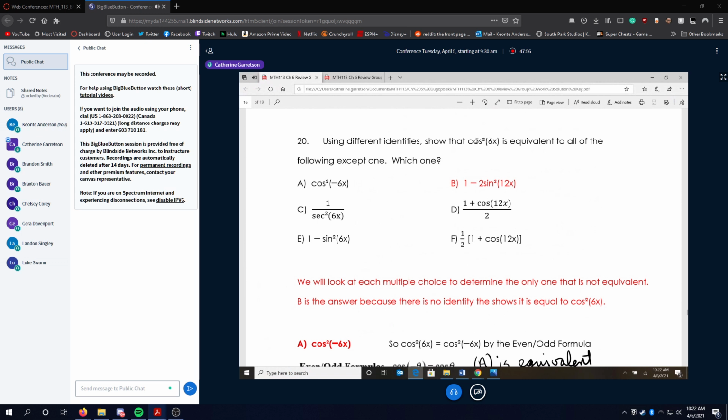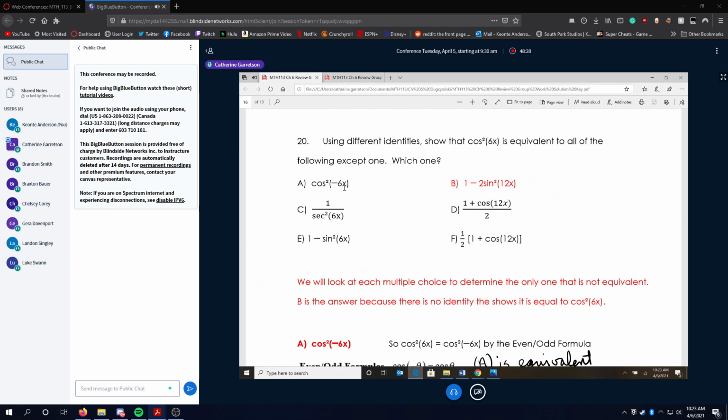Is when I have a cosine of 6x, and it's a cosine squared, and I equate it to the same with a negative angle, negative 6x. Is that true with the even-odd identity, that with the cosine you just replace the angle with a positive and you don't change the front? Is that true? Yep, it is.